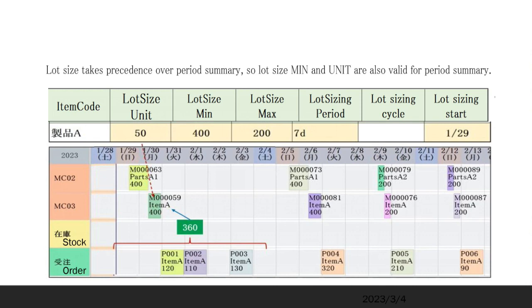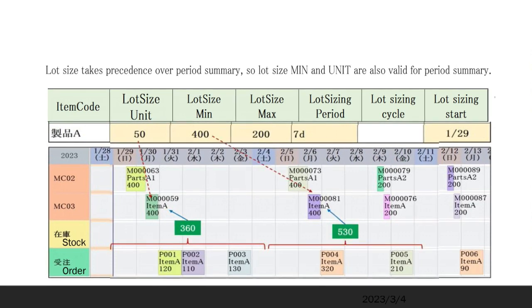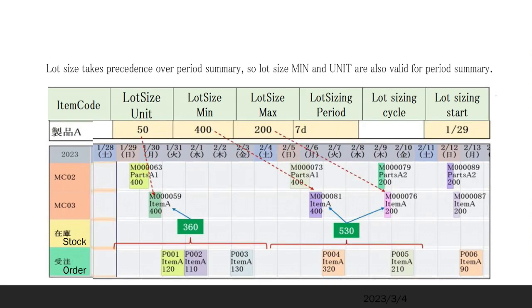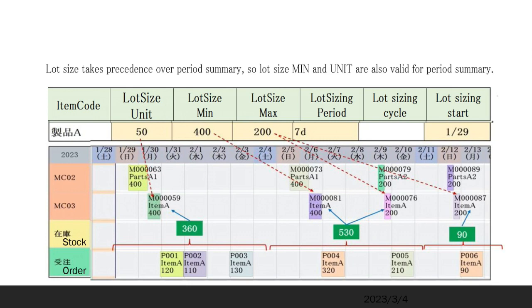In this case, for 360 from January 29th to February 4th, 400 production orders have been generated. Lot size unit 50 is applied. Next, the total production orders from February 5th to February 11th are 530 pieces. Asprova applies a maximum lot size of 400 first and generates 400 production orders. There are 130 left. Lot size min is 200, so Asprova creates a production order for 200 pieces. Next, 90 pieces. Lot size min is 200.